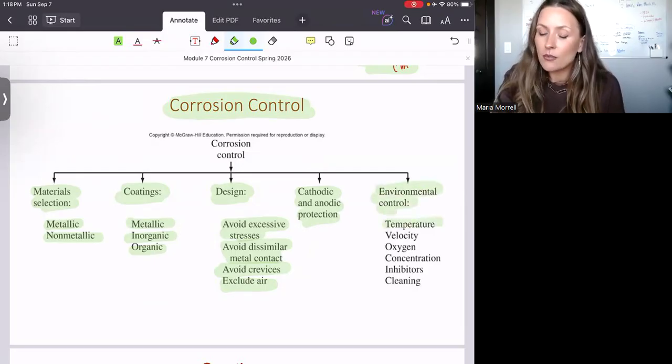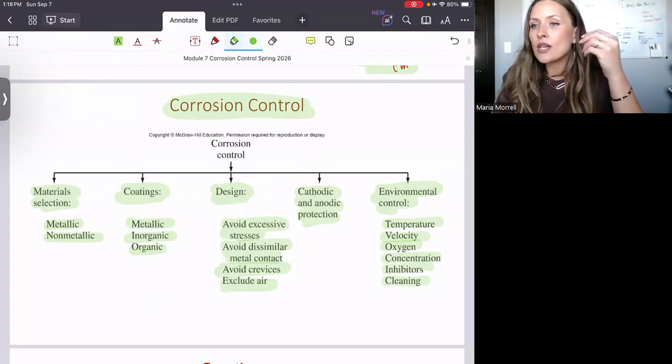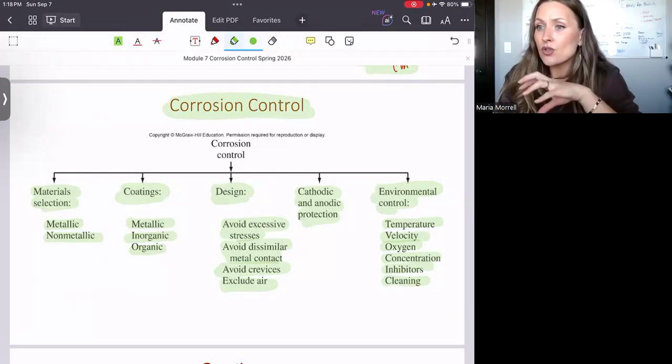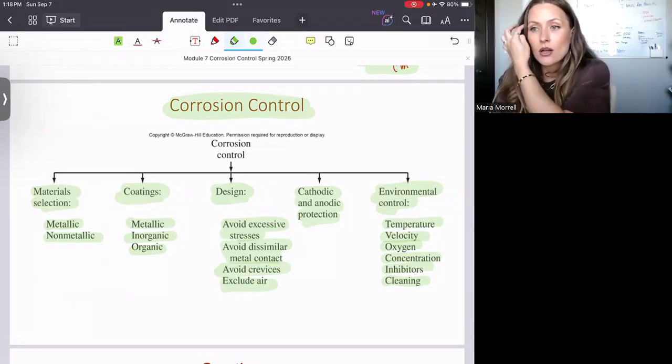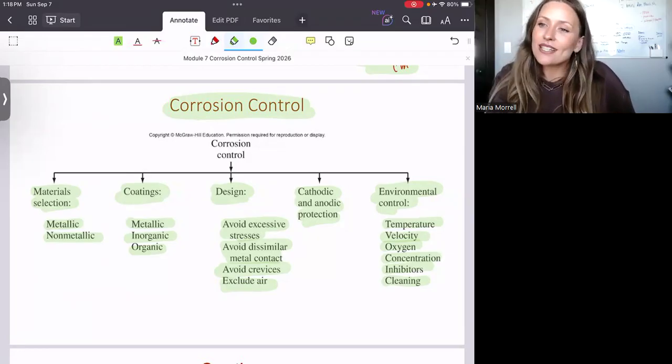Meaning that you can control the temperature, the velocity, the oxygen concentration, the inhibitors, and cleaning, right? Or perhaps I shall say what the inhibitors are. Sometimes we can use certain chemicals that act as scavengers. They can consume certain species to prevent corrosion from happening. They can consume oxygen, they can consume hydrogen, and in either of those scenarios, you are slowing down the corrosion process. And then cleaning. Cleaning is really important, right?